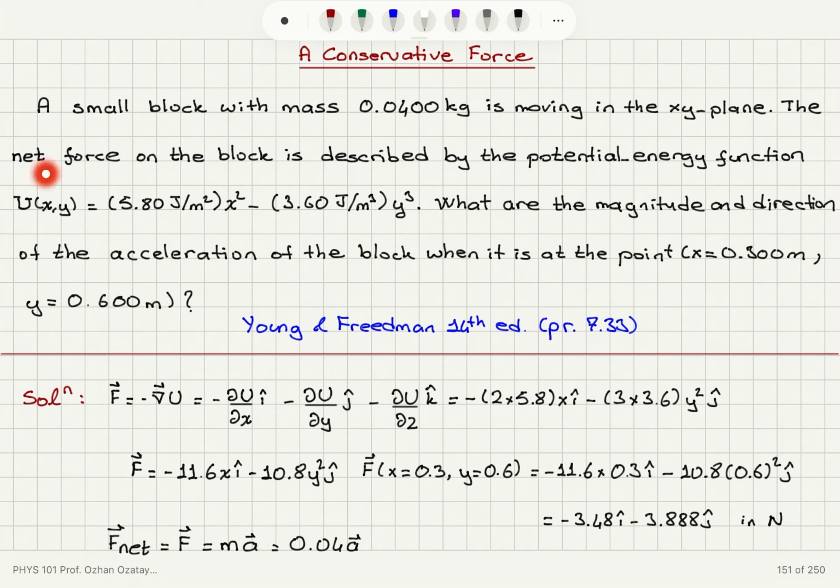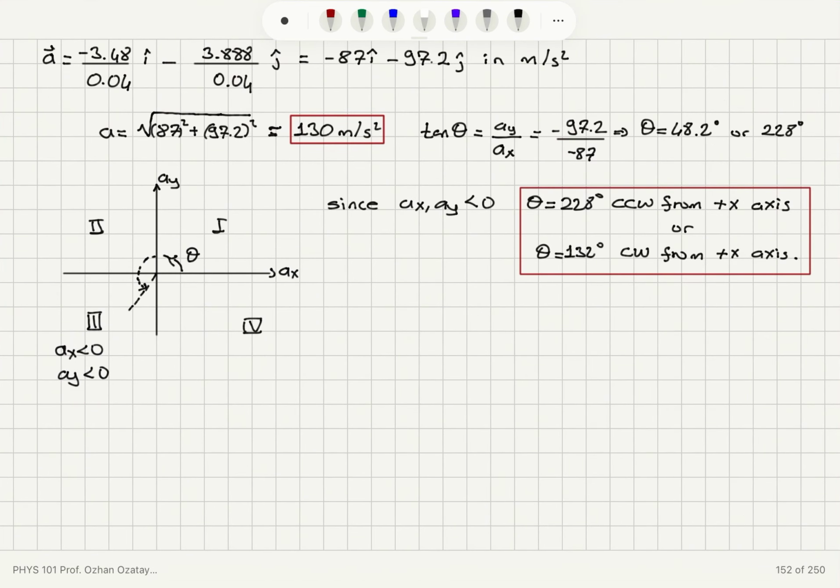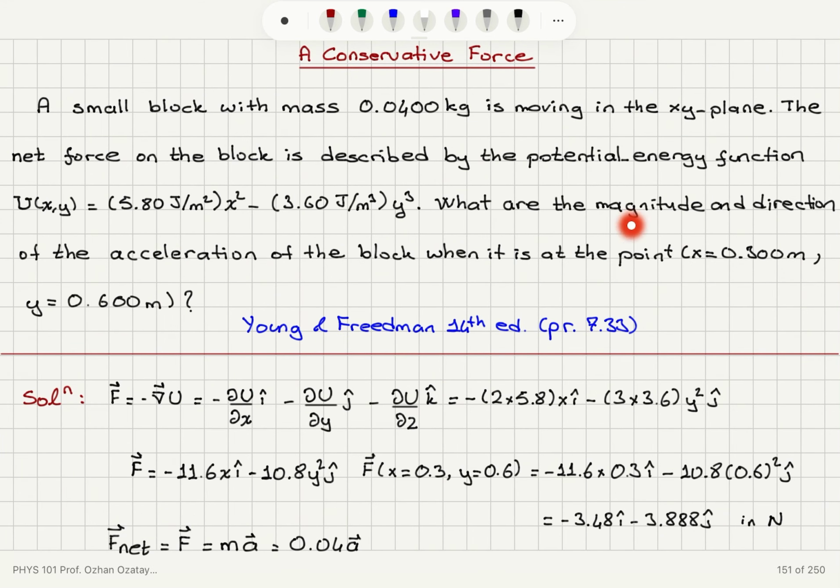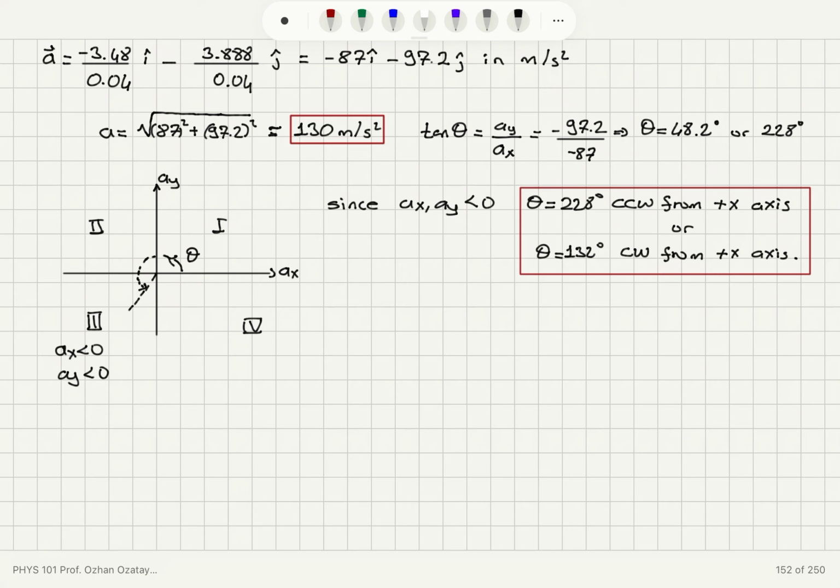Now, since this is the net force acting on the block, net force equals mass times acceleration, Newton's second law. So by dividing the force by mass, I obtain the acceleration vector. And I'm asked to find the magnitude and direction of the acceleration. Magnitude is the square root of ax squared plus ay squared. The tangent of the angle it makes with respect to the positive x-axis in the counterclockwise direction is ay over ax.